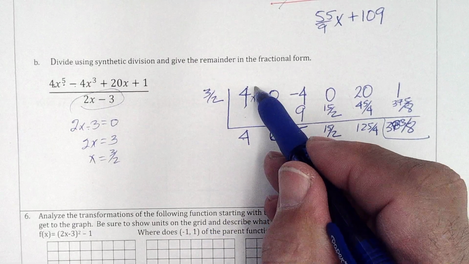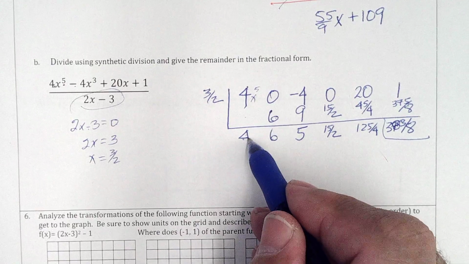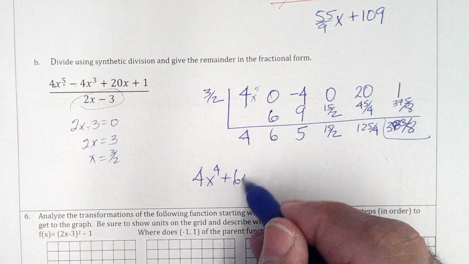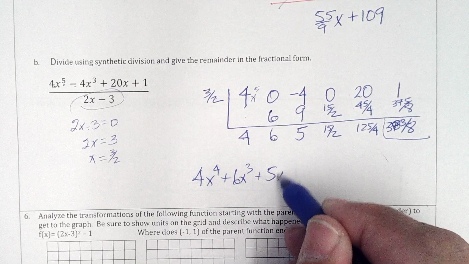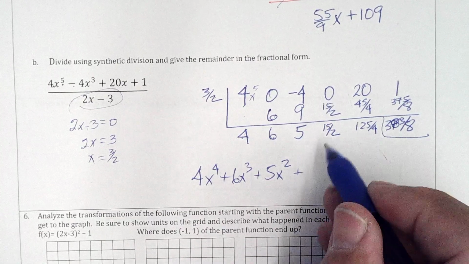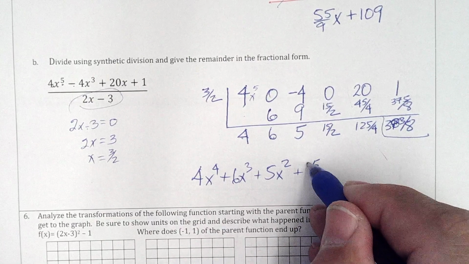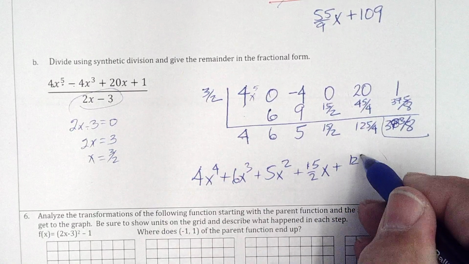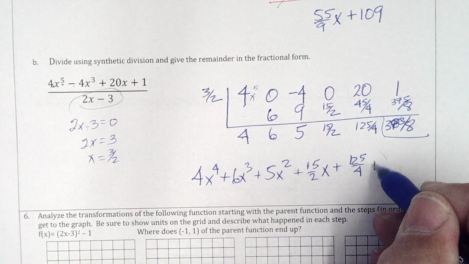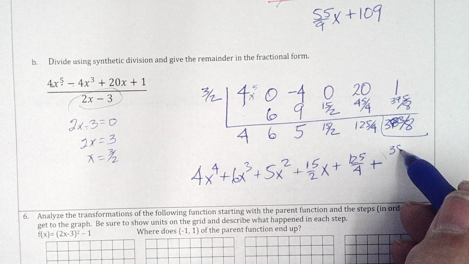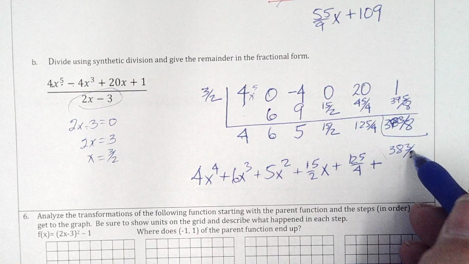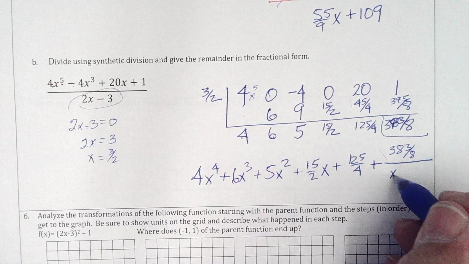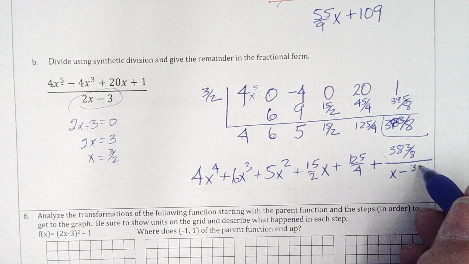This was x to the fifth, so it goes down 1, so it's 4x to the fourth plus 6x to the third plus 5x squared plus 7.5 or 15 halves x plus 125 plus my remainder of 383 over 8. My remainder over my divisor, which was x minus 3/2.